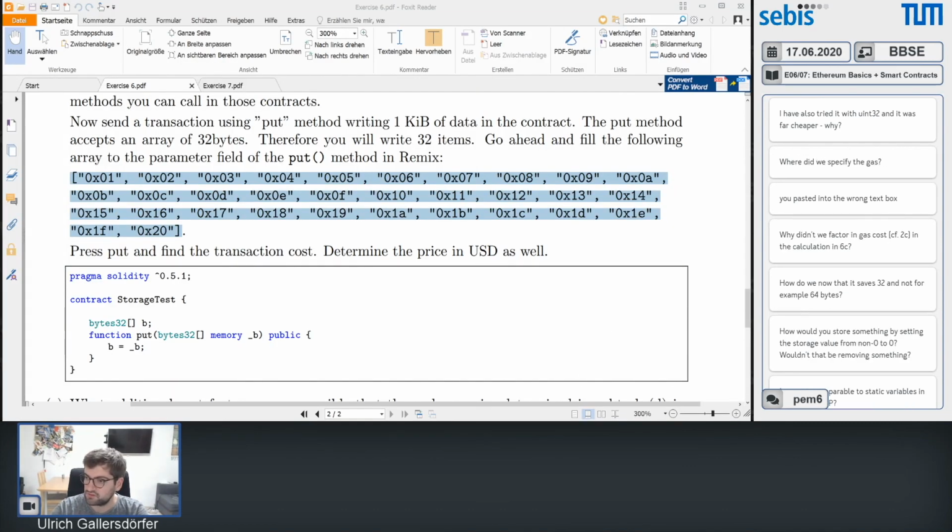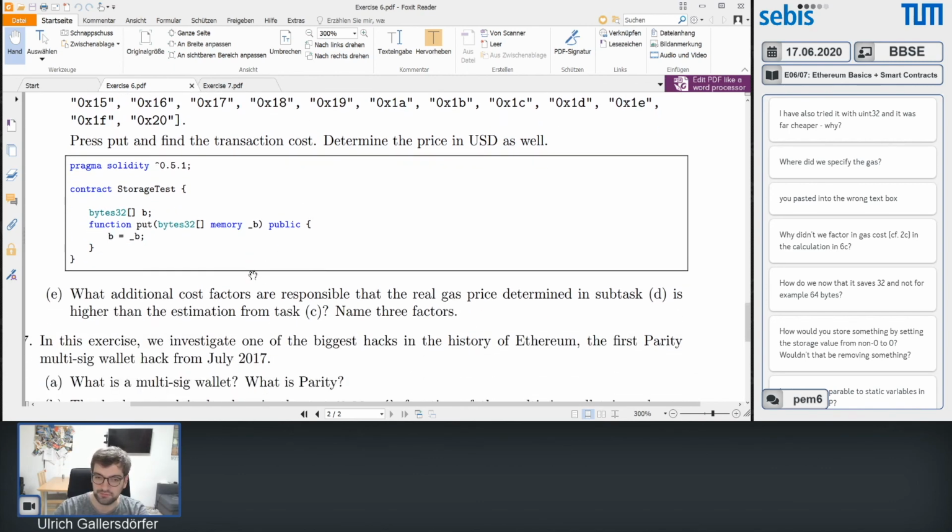Also, one question: I have also tried it with uint32 and it was far cheaper. Why? Also a very good question. I have no idea. I'll try to figure it out and let you know.